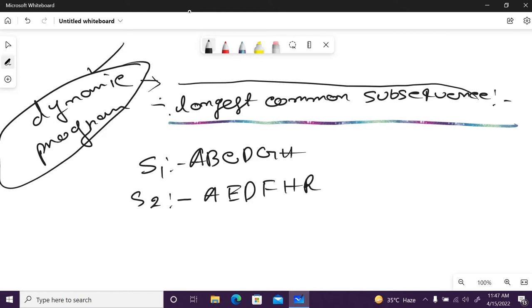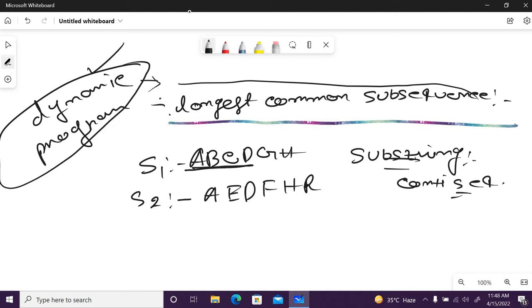Do you know the difference between a substring and a subsequence? A substring is a continuous sequence within a string. This is a substring, like ABC. ABC is a substring here. What is a subsequence? A subsequence is not continuous. Like ADH is a subsequence, obviously.